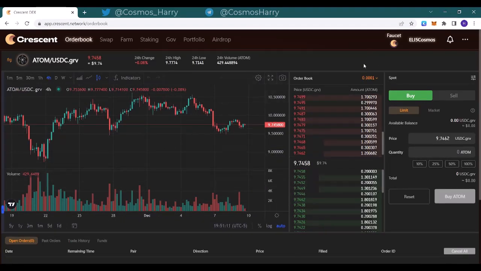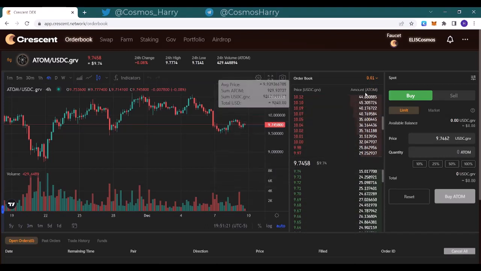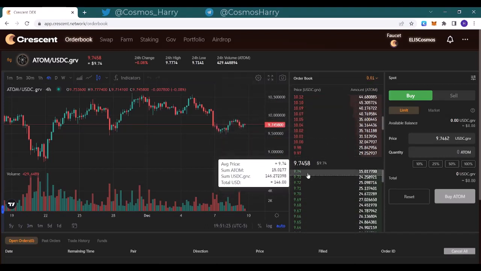At the top of the order book, you can see this number, which is called the ticker number. It lets you choose the precision of the price. So if you choose 2 decimal places, you can see it reflecting here.